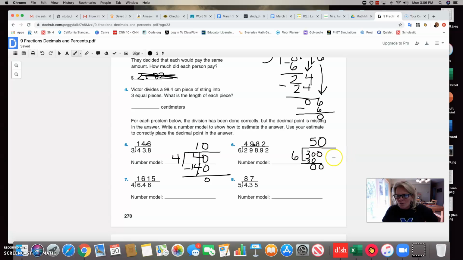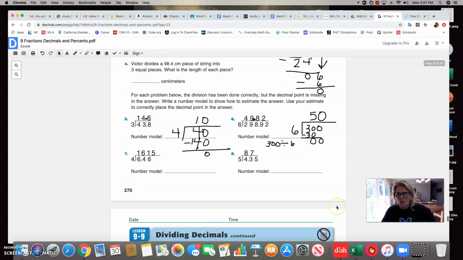So I like to do the number model kind of like this, like if I was going to solve it. If you wanted to write it out like this, you could do that too. I like to see it this way. It's just easier for me to visualize it. Okay, so I want you all to do number 7 and 8 on your own, using the estimate to insert the decimal. Okay, so if you wanted to pause the video right now, you could, but I'm going to move on to the next page.